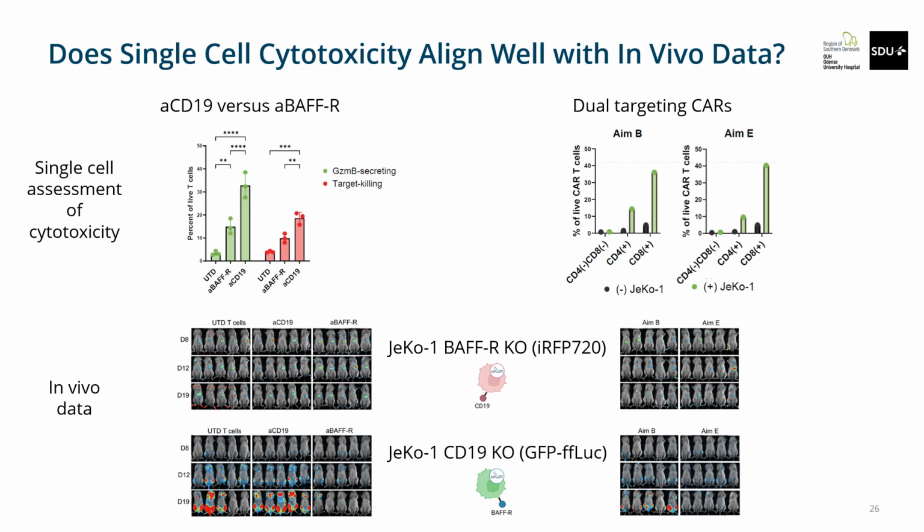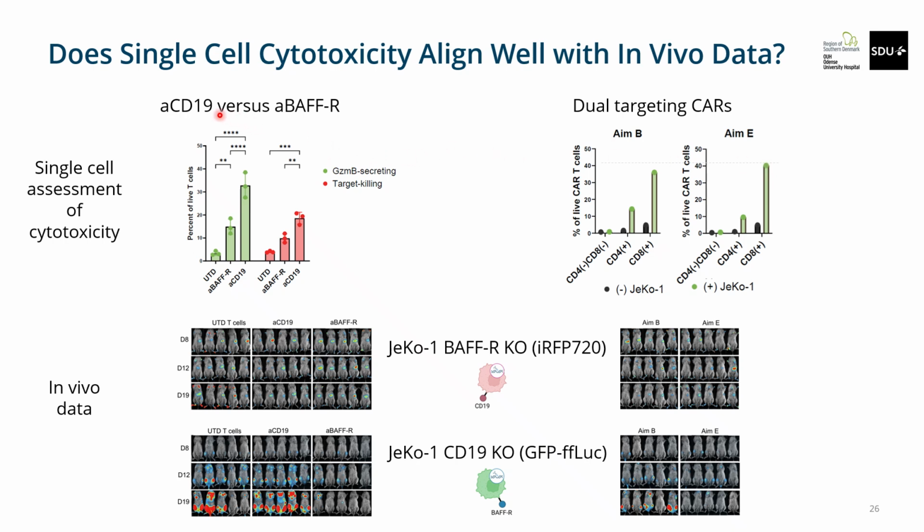Let me try to summarize over these last few slides. The question is really, does the single cell cytotoxicity align well with in vivo data? If we start out by taking a look at the dual targeting CAR, it was evident from the in vivo experiments that the AIM-E CARs were able to control the proliferation of tumors better than the AIM-E CARs. And if we take a look at the corresponding results from the single cell cytotoxicity assay in droplets, we could not see a huge difference between these two constructs, but there was a tendency that the AIM-E CARs performed a bit better.